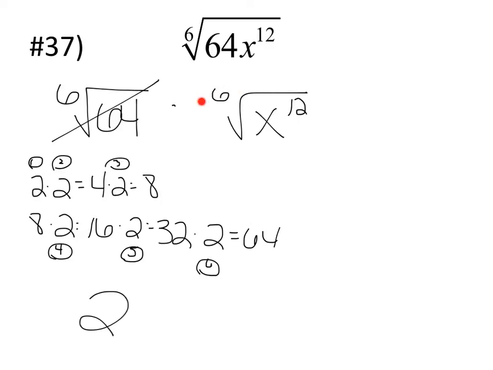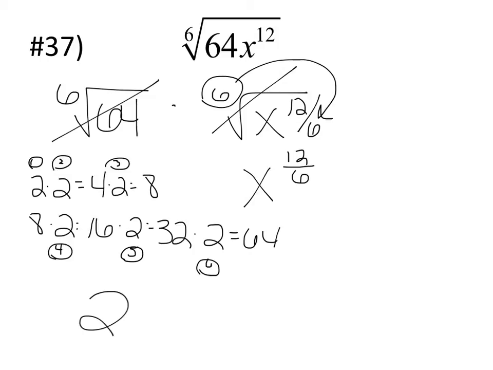Now here, we're going to take our index and bring it back here and make it our denominator. And when I do that, my radical goes away. So you're just left with x to the 12 over 6. We know 12 over 6 is just 2, so you're left with x squared. So your answer is 2x squared.